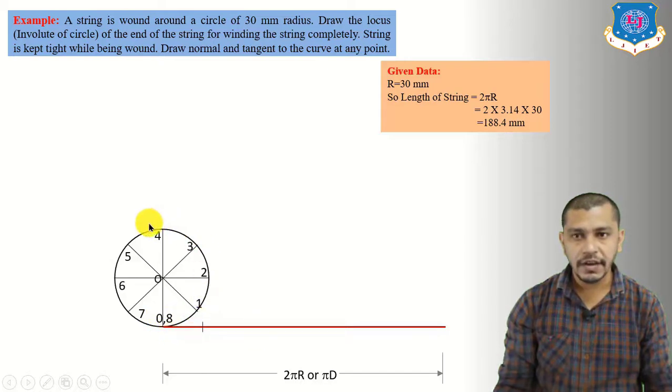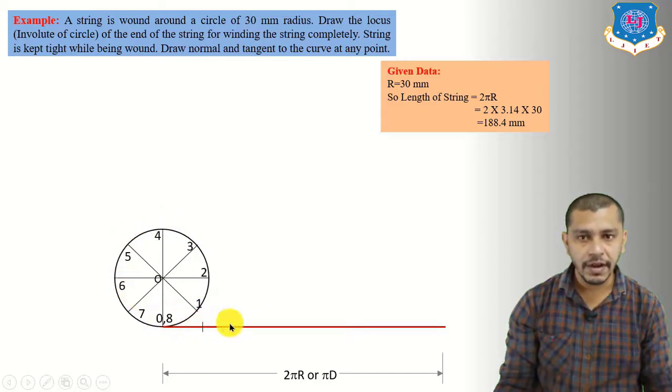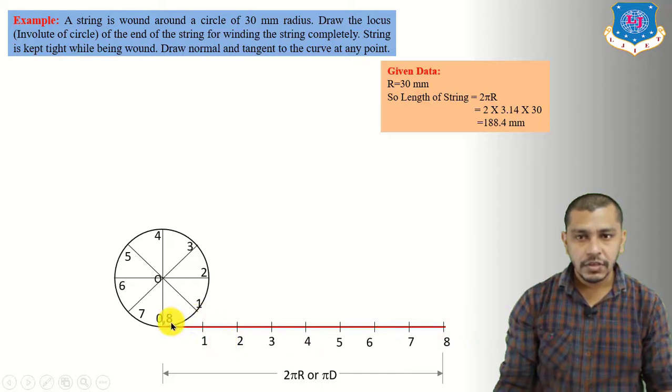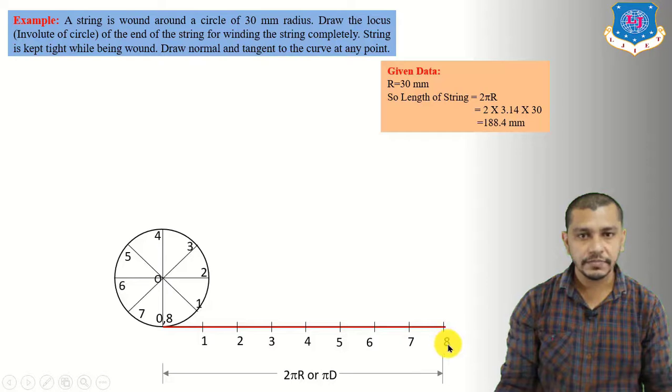Now as we have divided the circle into 8 equal parts, we have to divide this 2 pi r distance, or this string, into 8 equal divisions also. And if you want to know how to divide a line into equal number of divisions, then again watch my session of geometric construction, and the link is given in the description. So 0, 1, 2, 3, 4, 5, 6, 7, 8 divisions. This will be our P0 point.